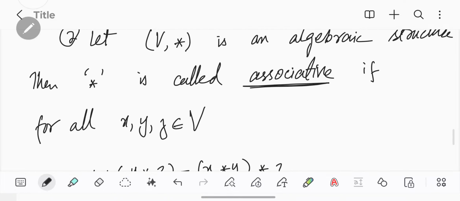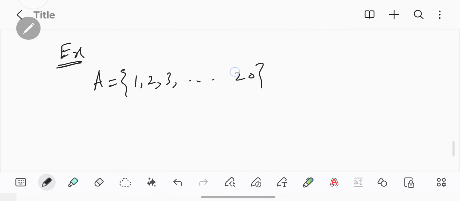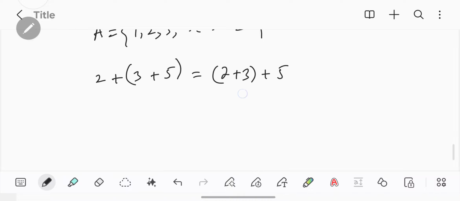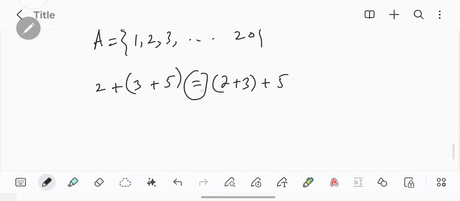Because for the associativity, you need to take three elements, right? For example, you take 2, 3, and 5, right? And the binary operation, whatever you want, you can have any binary operation. For example, if you want to take addition, it's up to you. So I want to take addition. So if I add these two first, or if I add these two first, what do you think? What will happen? Will I get a different answer for both, or will I get the same answer?